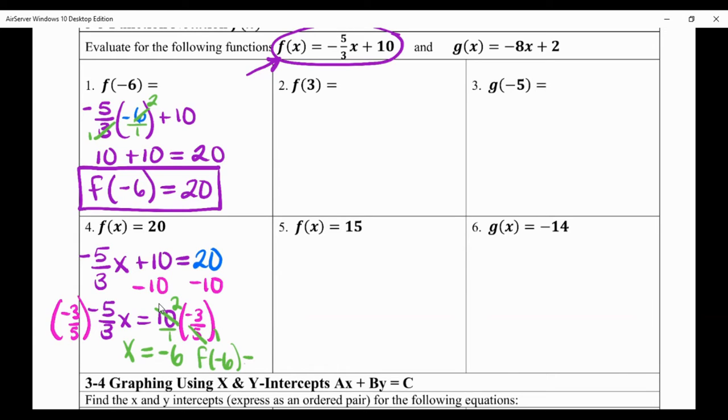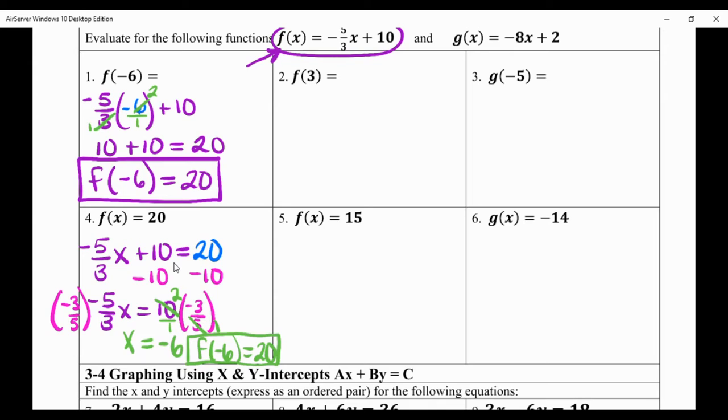So f of -6 equals 20. I made a little mistake when making this review because I realized I used the value when f equals -6 for number 4 as well, but at least you saw the steps when we're given an x value and when the function is equal to something. Okay, so the value inside the parentheses represents the x. If it's equal to, you set the function equal to that number.